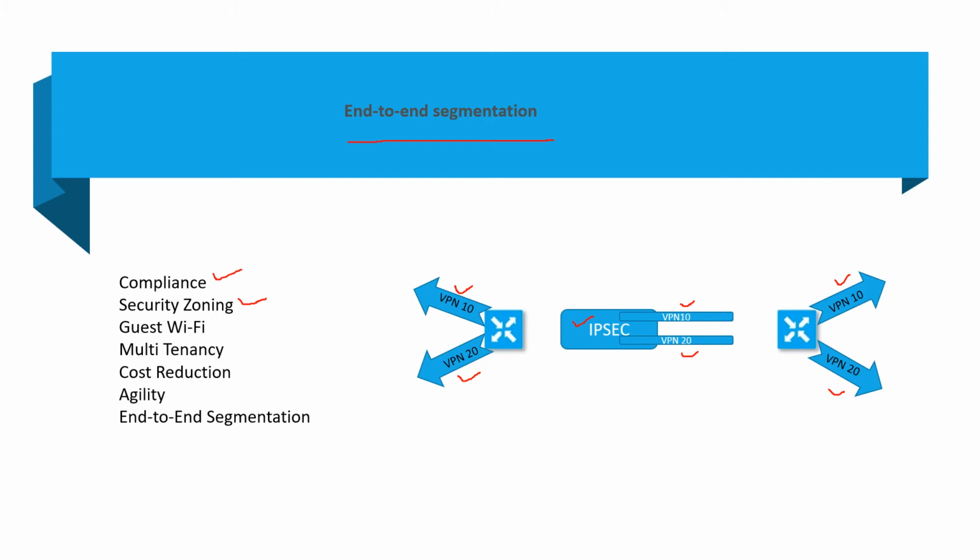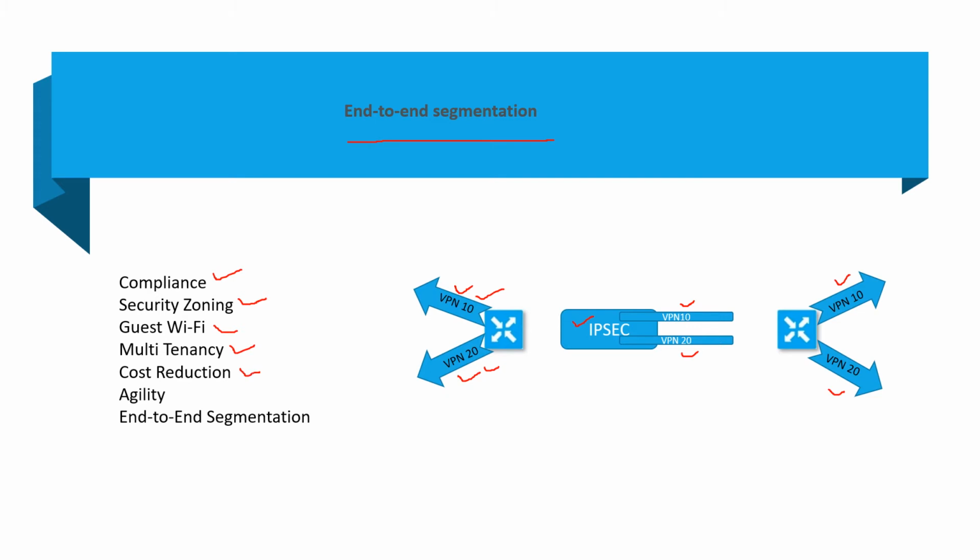You might be running guest Wi-Fi, so you dedicate VPN 10 to your guest Wi-Fi, and your LAN traffic is part of VPN 20. Multi-tenancy: if you are the hosting organization, you might be hosting multiple customers and you need to maintain the isolation. So create multiple VPNs to achieve multi-tenancy.